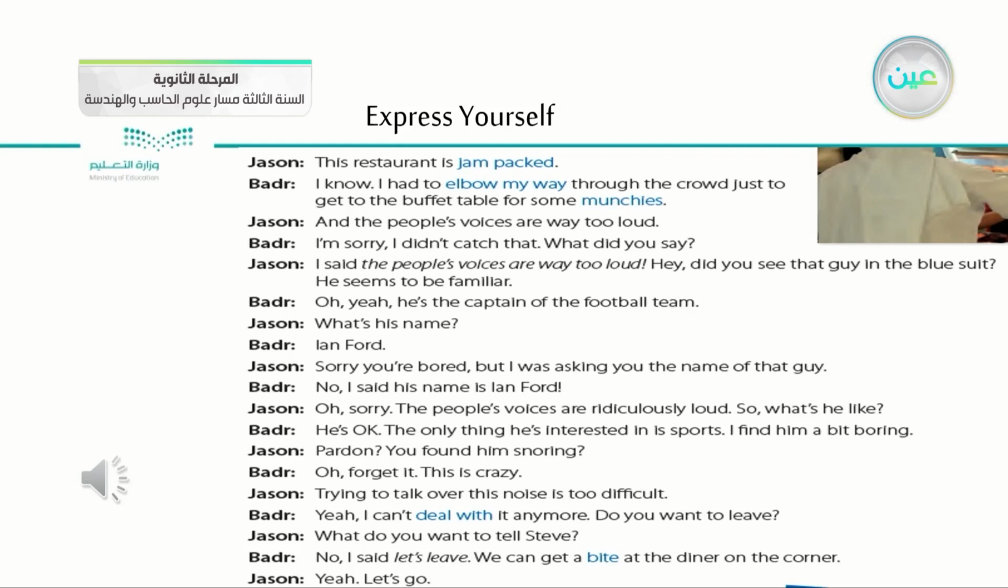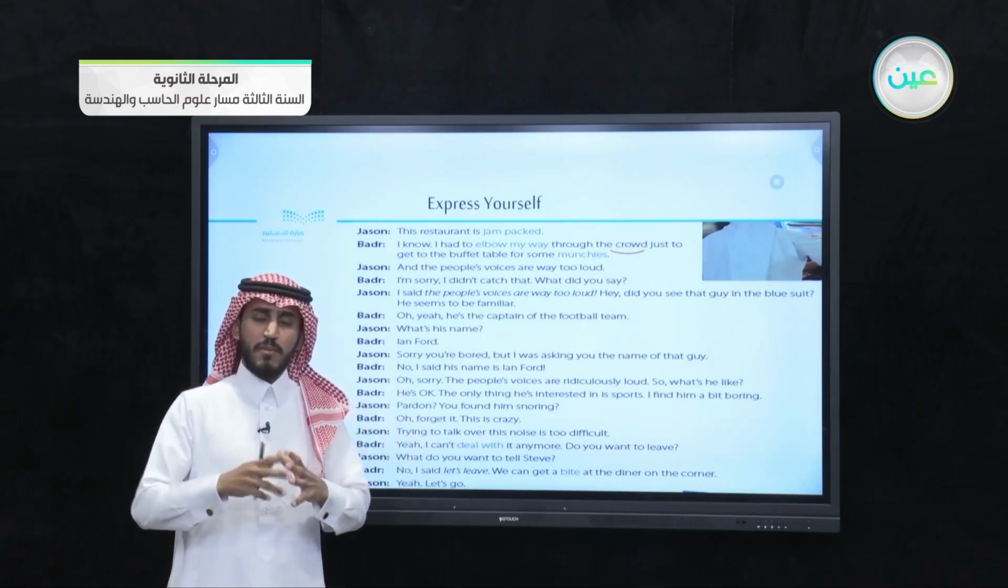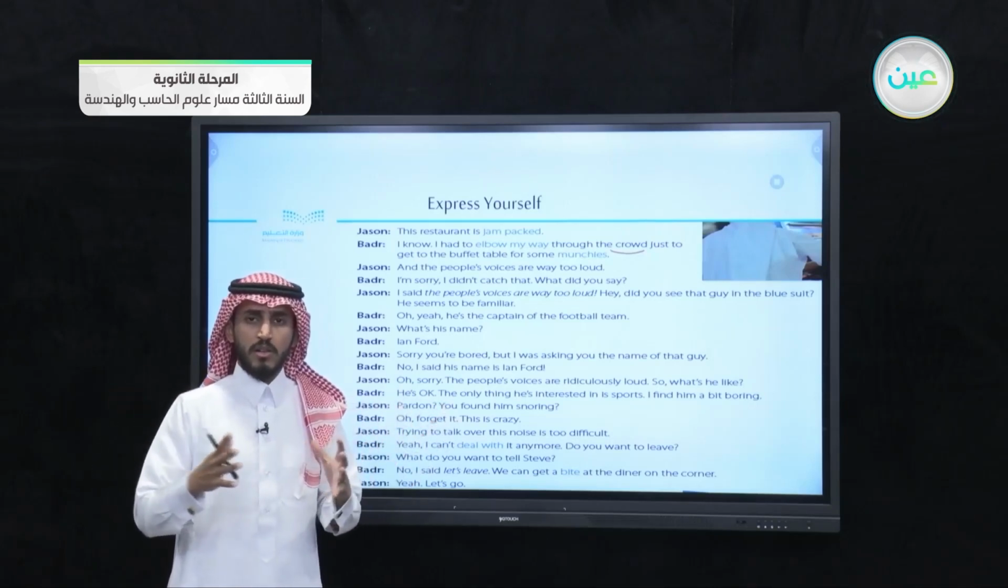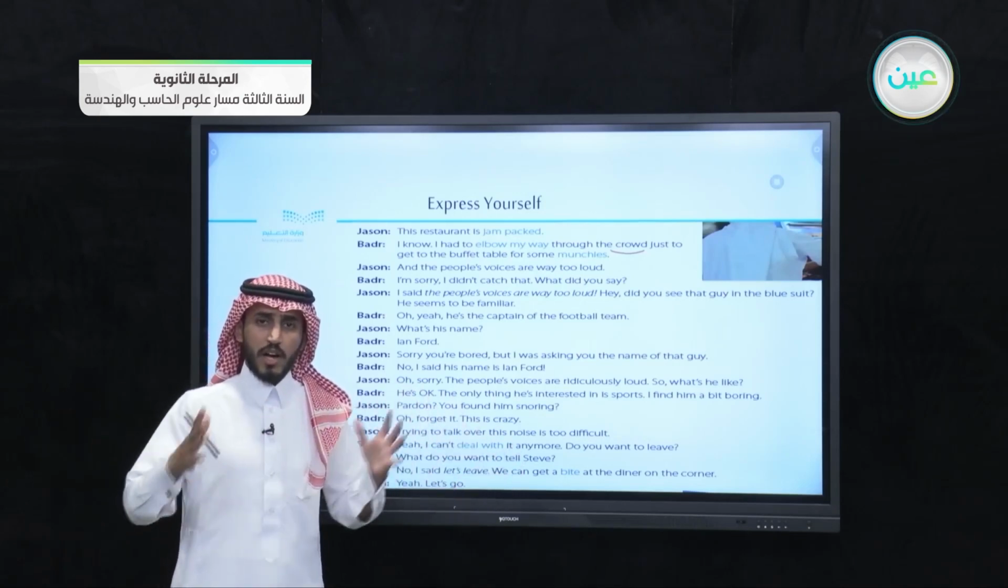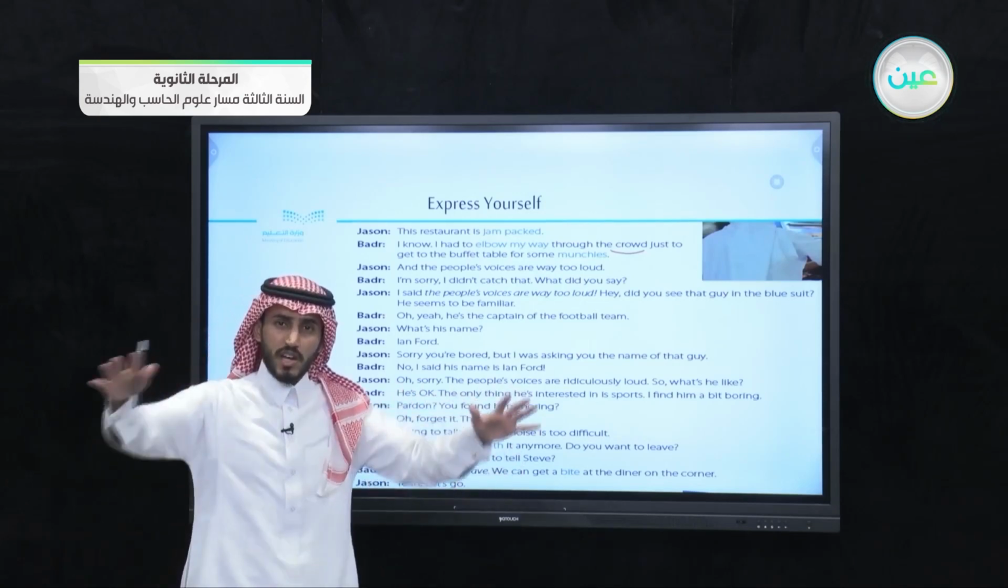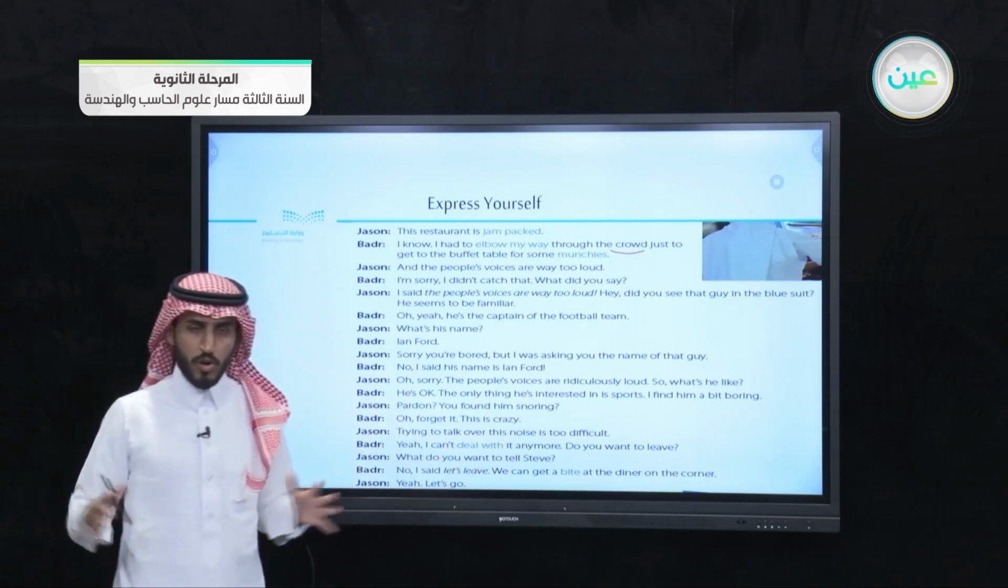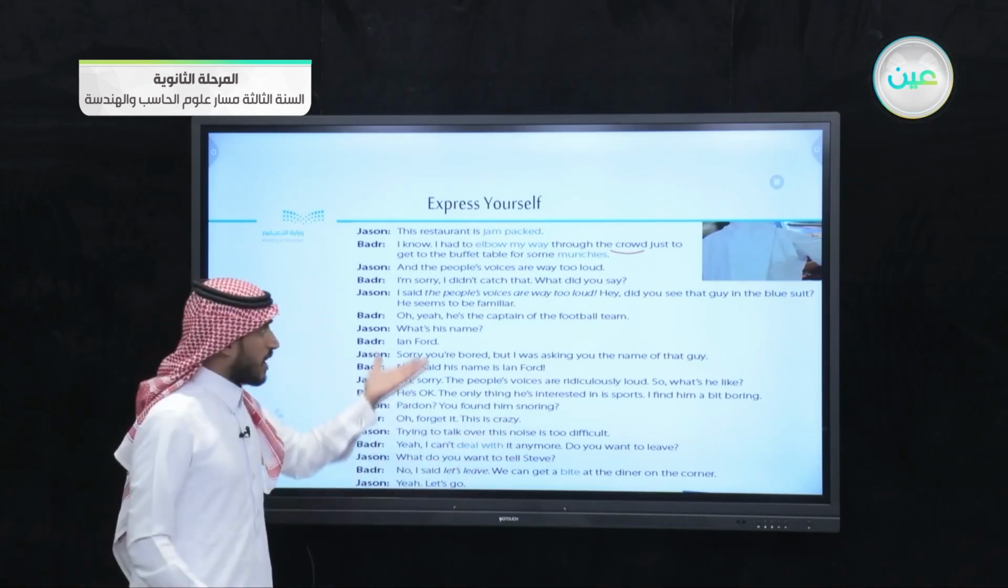Okay, now let's start with the word crowd in the second line. The word crowd means that we're talking about a lot of people who are gathering in one place. When a lot of people are gathering in one place, this is called a crowd. A group of people is called a crowd.